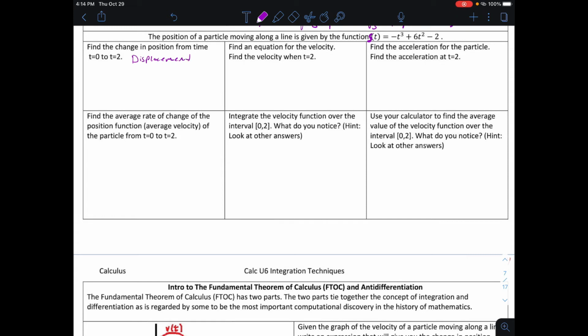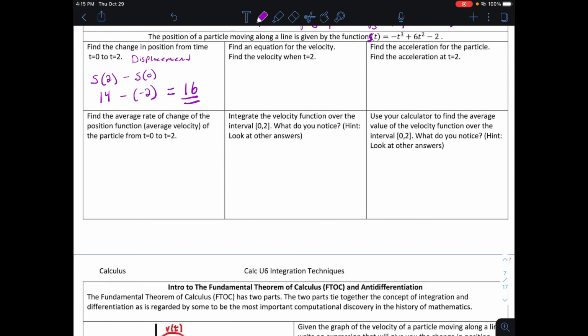So displacement, I would take my position at 2 and subtract my position at 0, and that would be my overall displacement from start to finish. Well, if I put in 2 for s, I get 14. If I put in 0 for s, I get negative 2. So 14 minus negative 2, my overall displacement is 16 units.